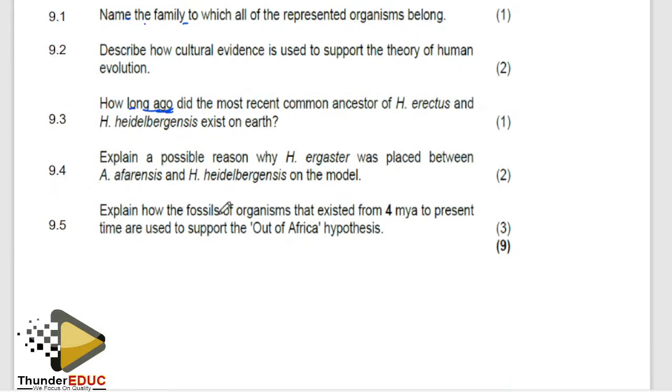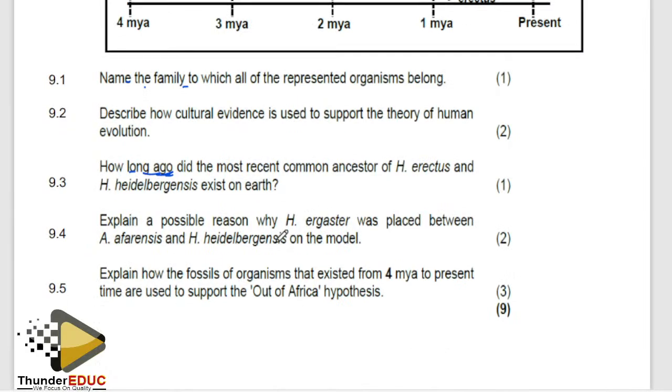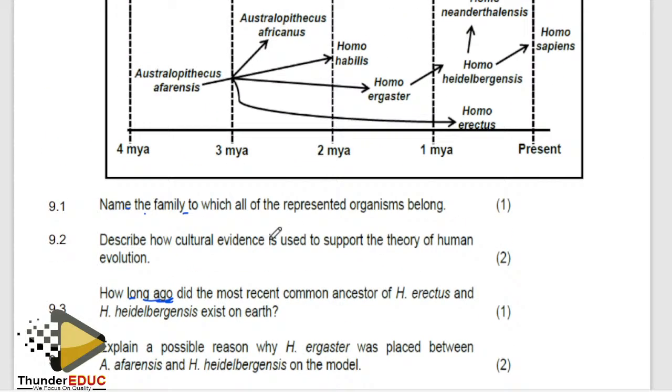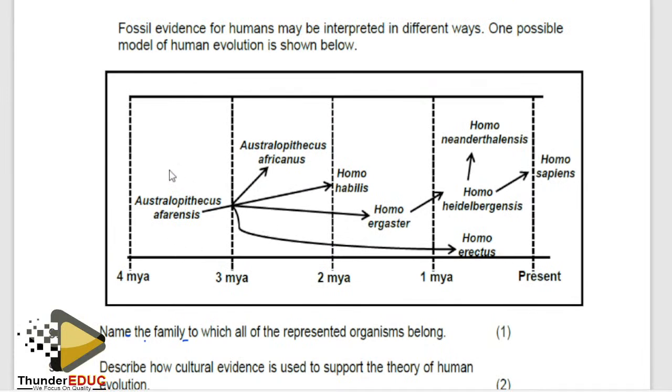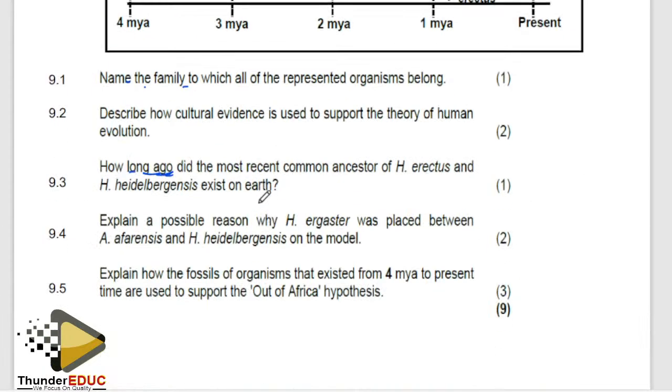Yes. Explain why fossils of organisms that existed from 4 million years ago to present time are used to support the Out of Africa hypothesis. How do they explain how? So from 4 million years ago, you talk about the oldest fossil of Australopithecus afarensis, just say Australopithecus, and the Homo habilis were only found in Africa, while the fossils of Homo sapiens and the Homo erectus, the oldest, were found in Africa. Basically, that's what you need to talk about.